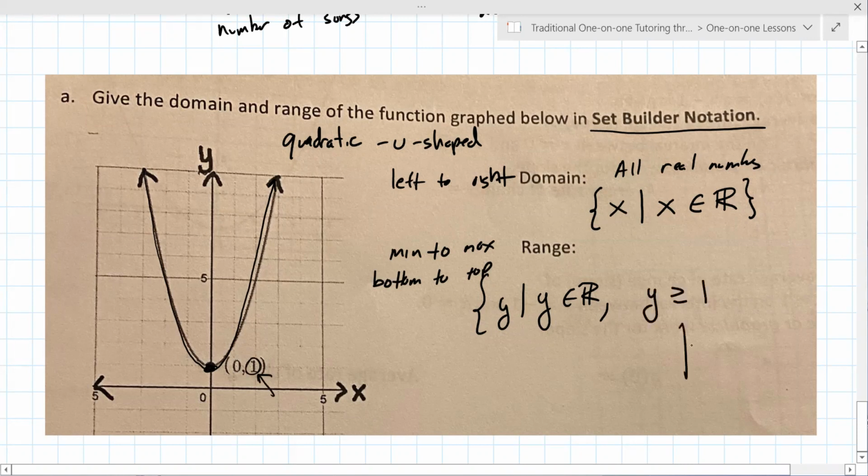So there's always some sort of an inequality in the restriction part. The part after the comma is the restriction part, like y greater than or equal to 1, y less than or equal to 1, and so on.